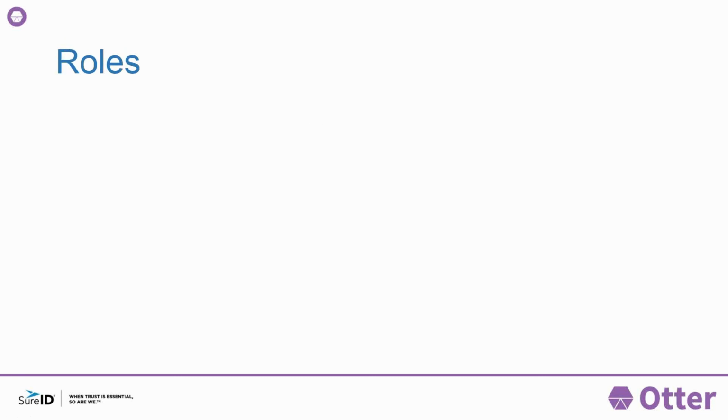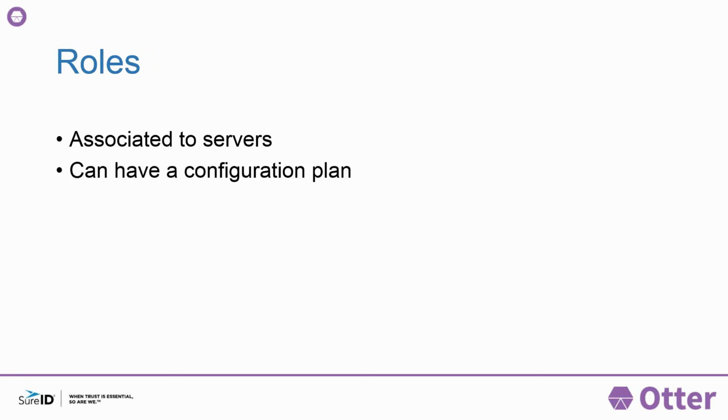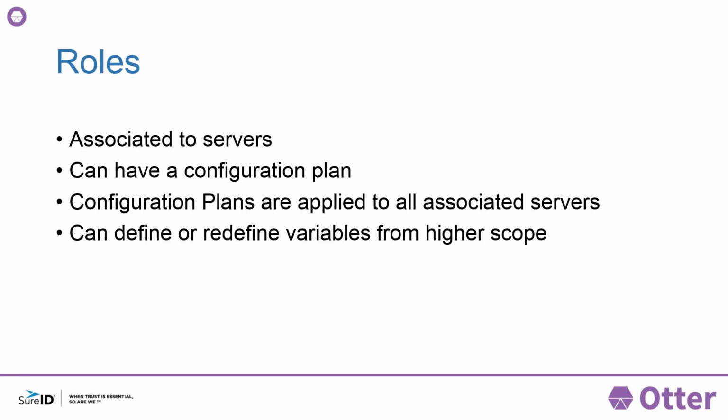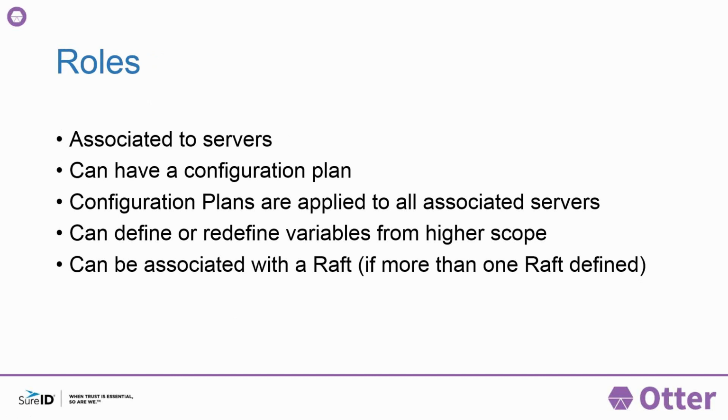Roles are another key component. They are associated to servers. So with roles, you're going to define what roles a particular server has. It helps you classify servers and to break up your configuration plans and your orchestration within the roles. So the roles can have a configuration plan as well. And the configuration plans for a role are applied to all associated servers to that role. Roles can also define or redefine variables from a higher scope. We'll talk a little bit more about variables and scoping a little bit later.